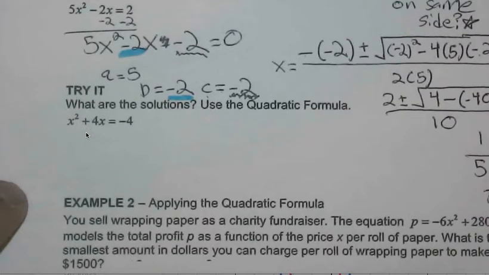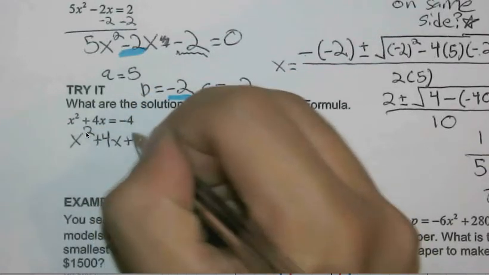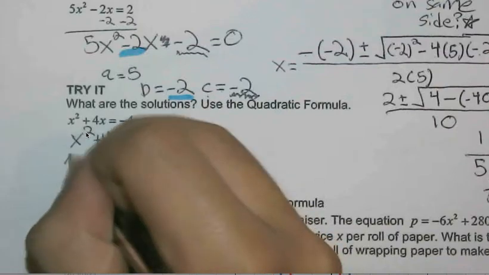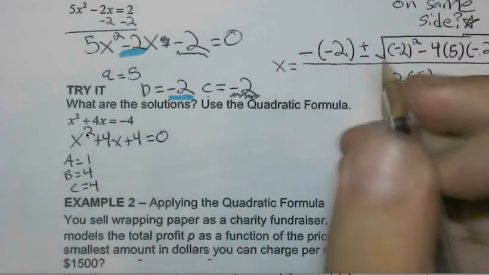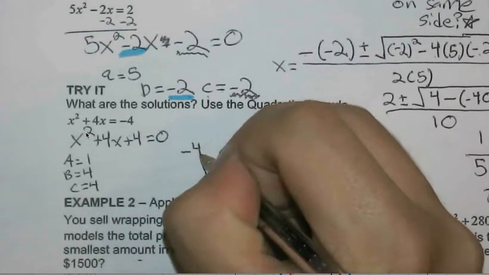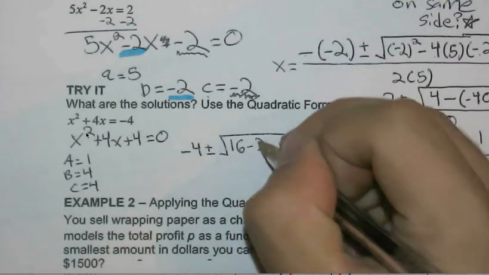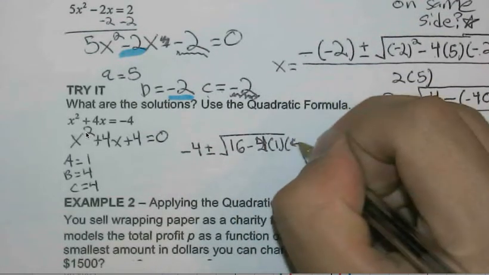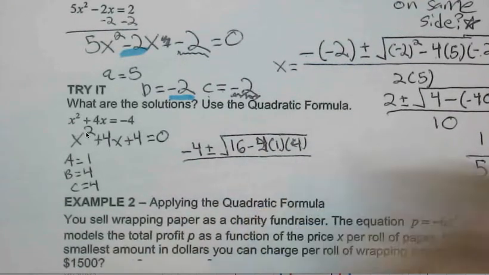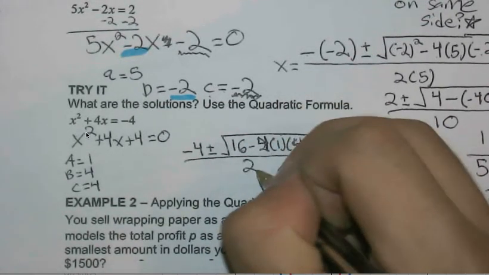So we need to move all of our terms to the other side, so we should have x squared plus 4x plus 4 equals 0. Our a term is going to be 1, b term is 4, c term is 4. If we take negative b, so negative 4, plus or minus the square root of b squared, so 16, minus 4 times 1 times c, so 4 is here. Notice I have this memorized and I move pretty quickly, so if you need to pause the video at any point in time, please do so. This is all over 2a, so remember, all over 2.